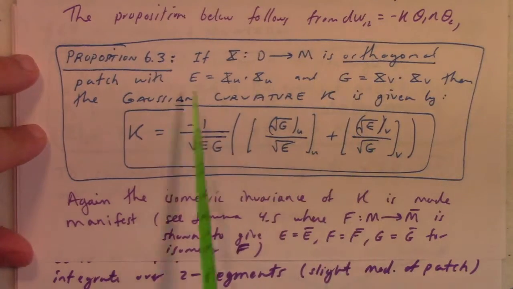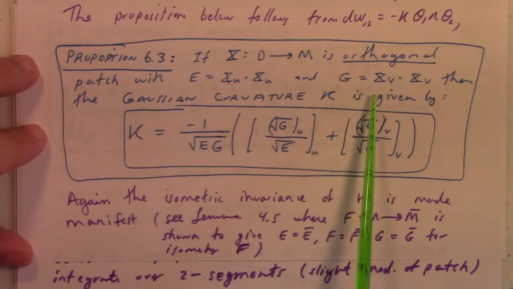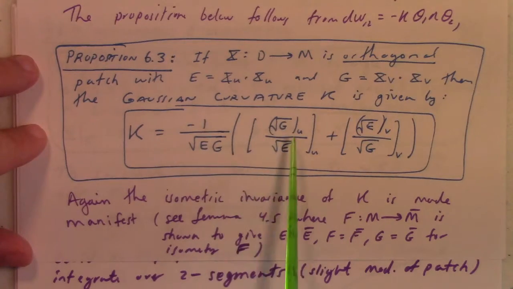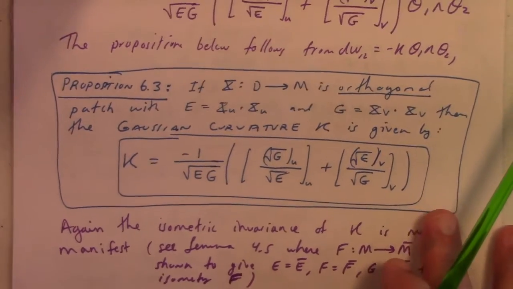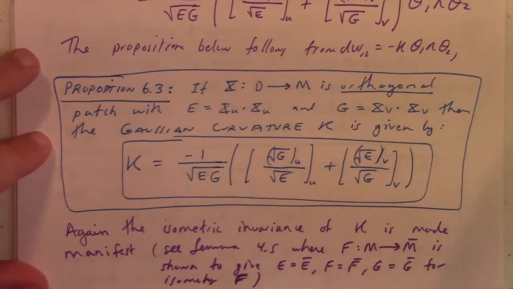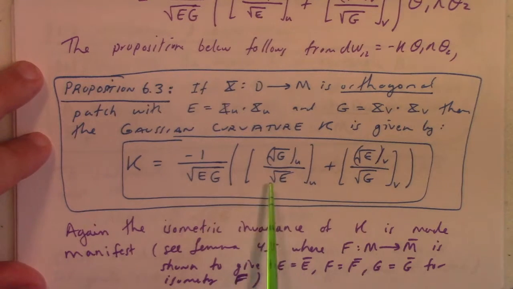If x is an orthogonal patch with E and G defined as usual, the Gaussian curvature K is simply given by minus 1 over the square root of EG times the, okay, so you differentiate the square root of the G function with respect to u, divide by the square root of the E function, and then partial differentiate all that with respect to u. It's kind of a second derivative kind of thing in here, right?